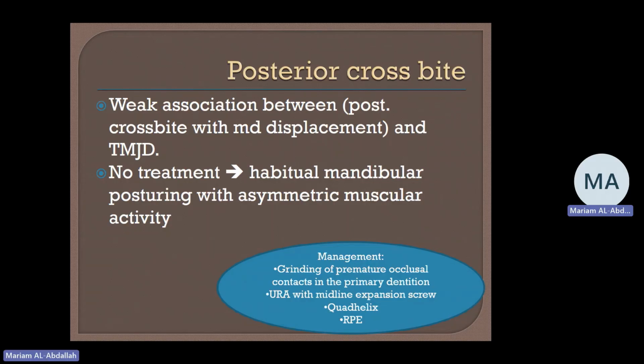So as we said, management could be expansion of the maxilla: removable appliance, quad helix, rapid palatal expansion. Sometimes, if the case is very, very mild and there is a very clear premature contact on deciduous teeth, then we can go for grinding of the premature occlusal contacts on the primary dentition. Not the permanent teeth. You don't grind the permanent teeth. Only if there is a very clear premature contact on deciduous teeth, usually the C's, then you can go for selective grinding until you eliminate the premature contact and correct this displacement.